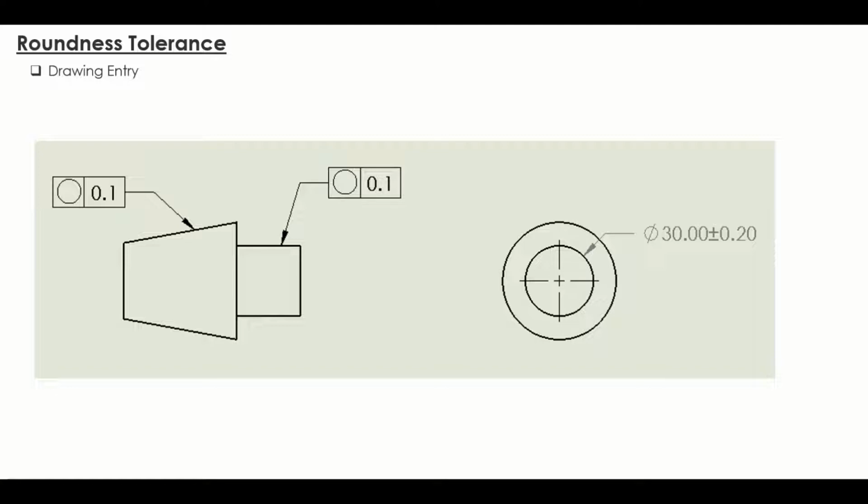Note that there are no diameter symbols attached to the tolerance value. It's because 0.1 is the difference of radius between two concentric circles. Also, there is no datum reference like other form tolerances. You can also see that the leader is pointing at the surface. Generally, roundness tolerance comes to mind when we want to know how well a cylinder can be rolled on a flat surface.